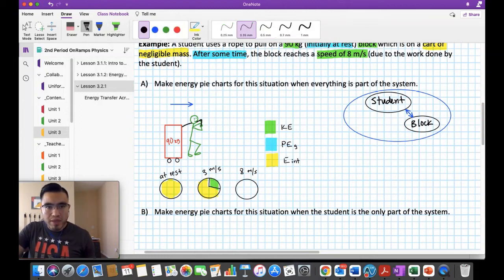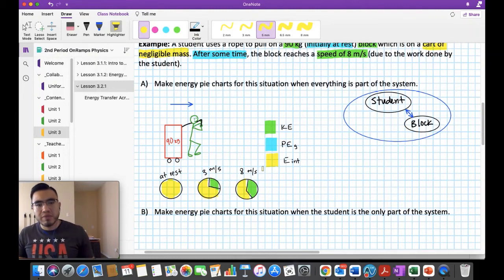And then when the student reaches 8 meters per second, now we have more kinetic energy because we have a higher speed. And internal energy is here, but again, this is transferred because the student is getting tired, but we justify dissipation of energy by many things. Okay, so there you go. That's it, right? Energy pie charts.